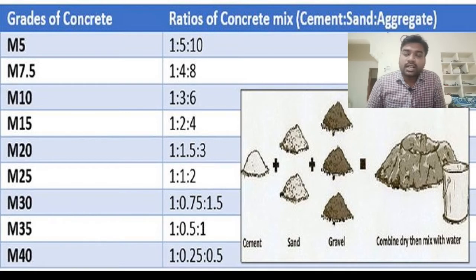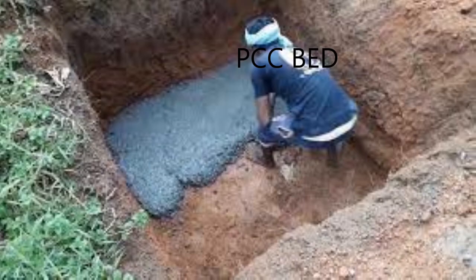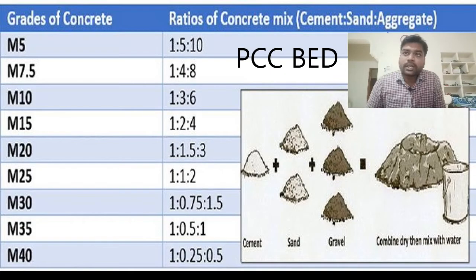And now we'll talk about what kind of mix proportion we need to take care for different components of the building. Different components of the building means first we start from the foundation. From the foundation, first we lay the PCC bed. When we dig the earthwork, first we have a PCC bed. For the PCC bed, you can go for M5 or M7.5 or M10. These are the grades of concrete we use for the PCC bed.